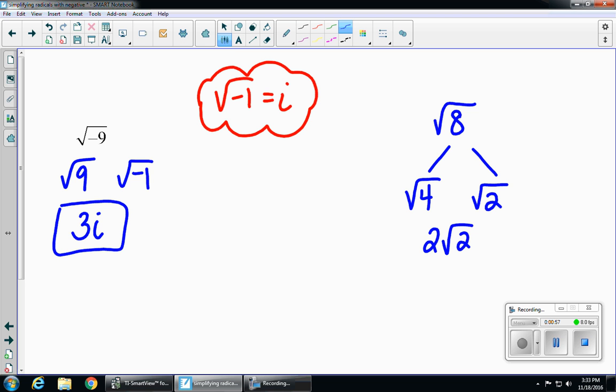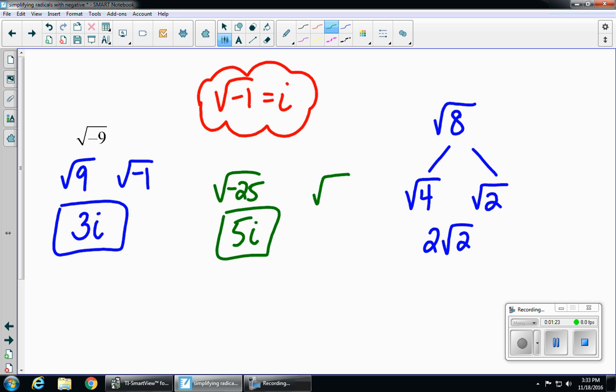So when you have a perfect square under the radical, you don't need to break it down. For example, if I give you something like the square root of -25, we know that the square root of 25 is 5, and now I know that as long as I have a negative under the radical, we'll get 5i.